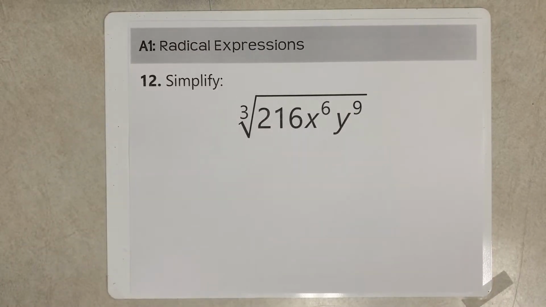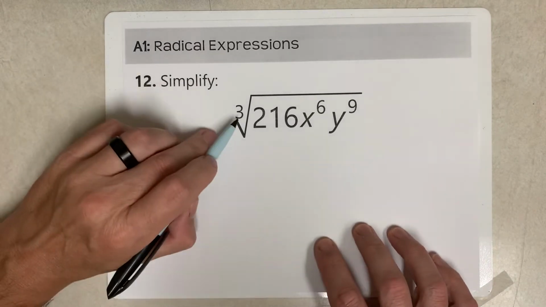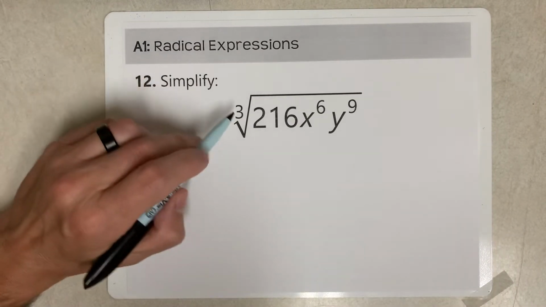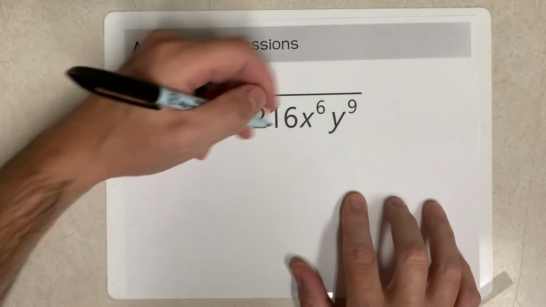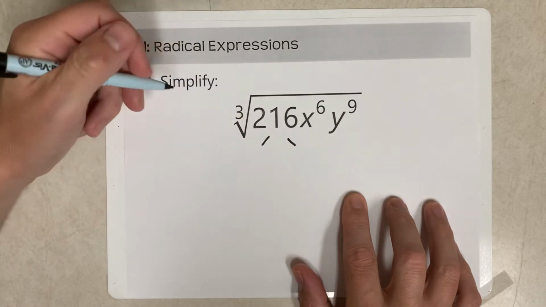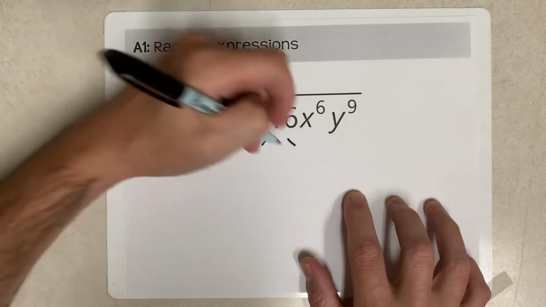Okay, so we got 216, and now we have a cube root. So now I want 3 of an item to come out as 1 on the outside. So I'm looking for 3. So let's break down 216. 216, we can go by 2.